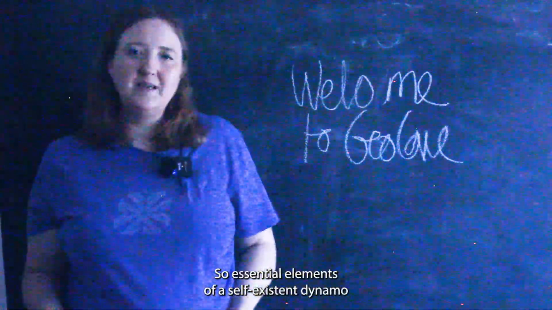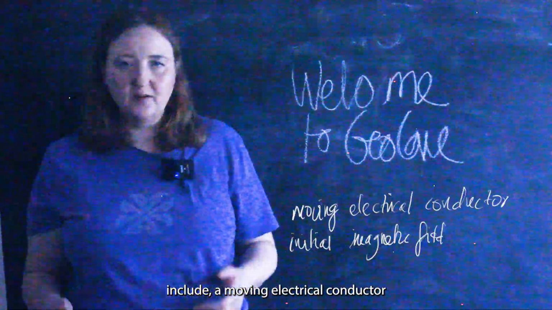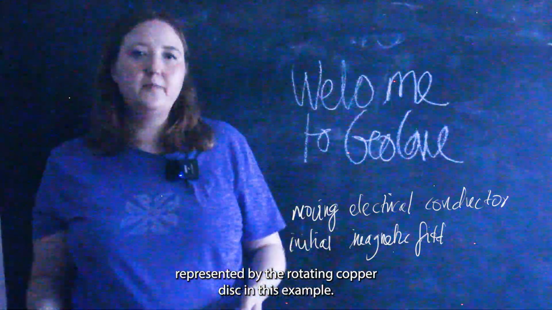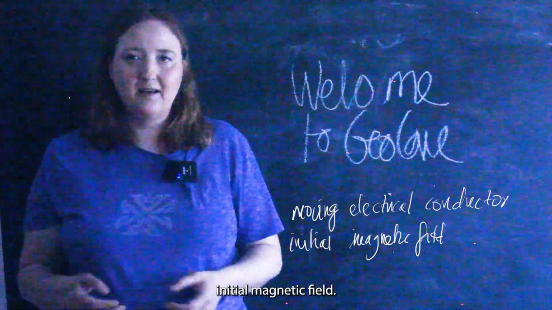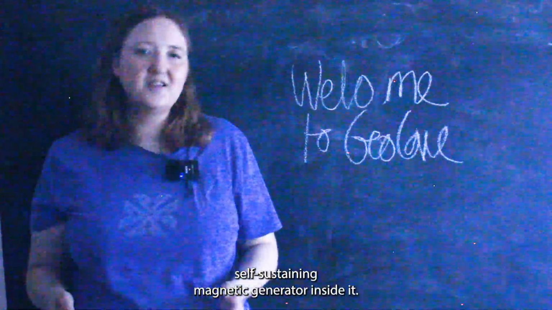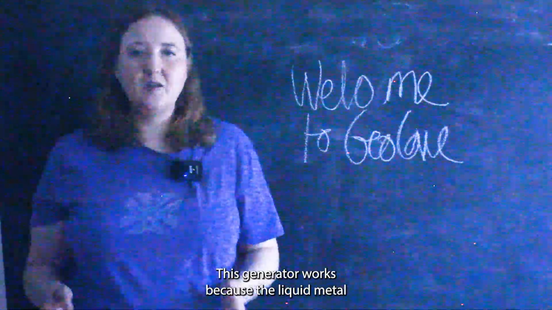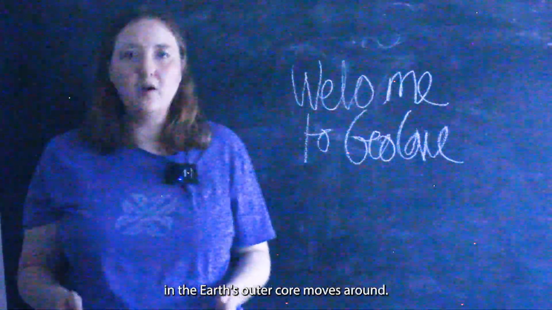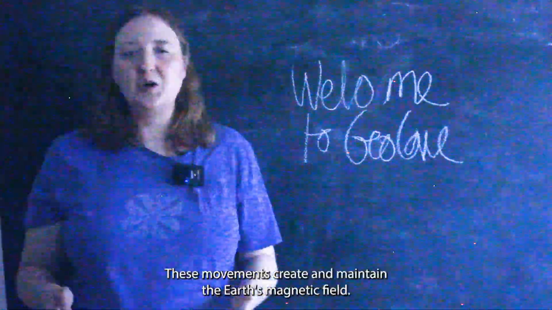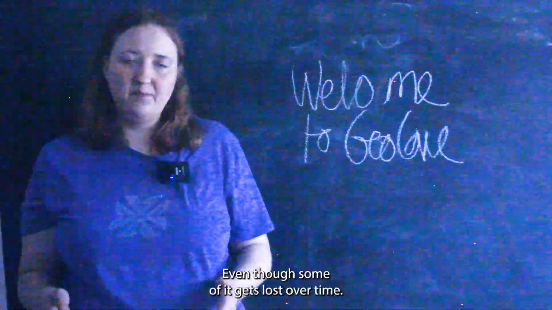So essential elements of a self-exciting dynamo include a moving electrical conductor, represented by the rotating copper disc in this example, and an initial magnetic field. So you can look at the Earth as having a giant self-sustaining magnetic generator inside it. This generator works because the liquid metal in the Earth's outer core moves around. These movements create and maintain the Earth's magnetic field, even though some of it gets lost over time.